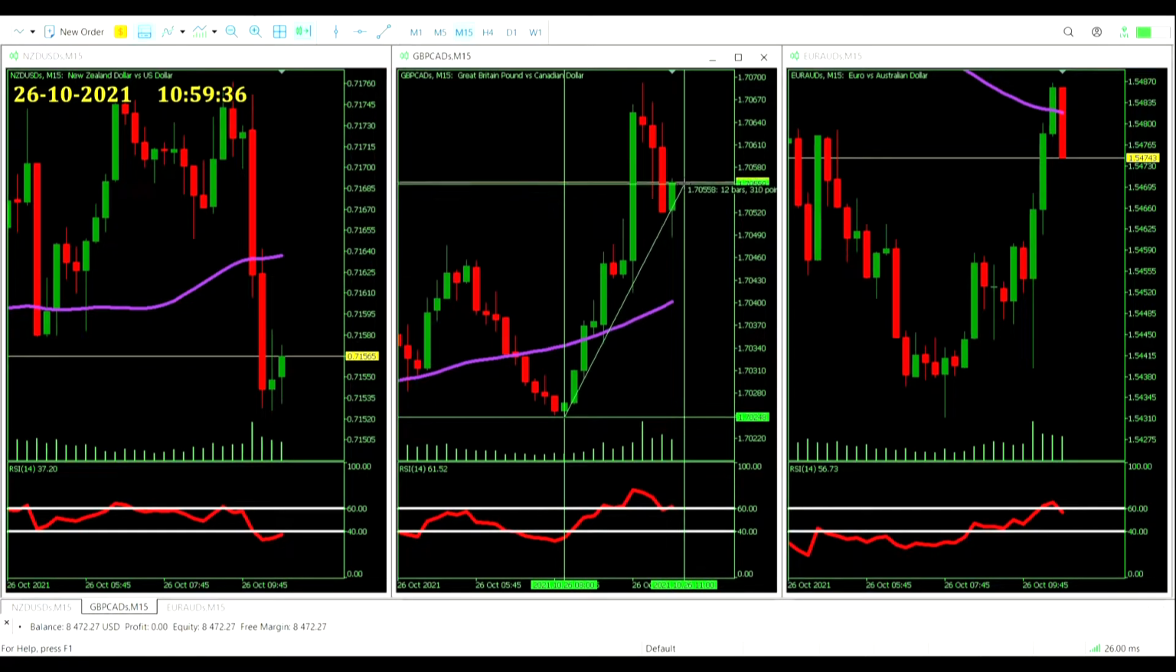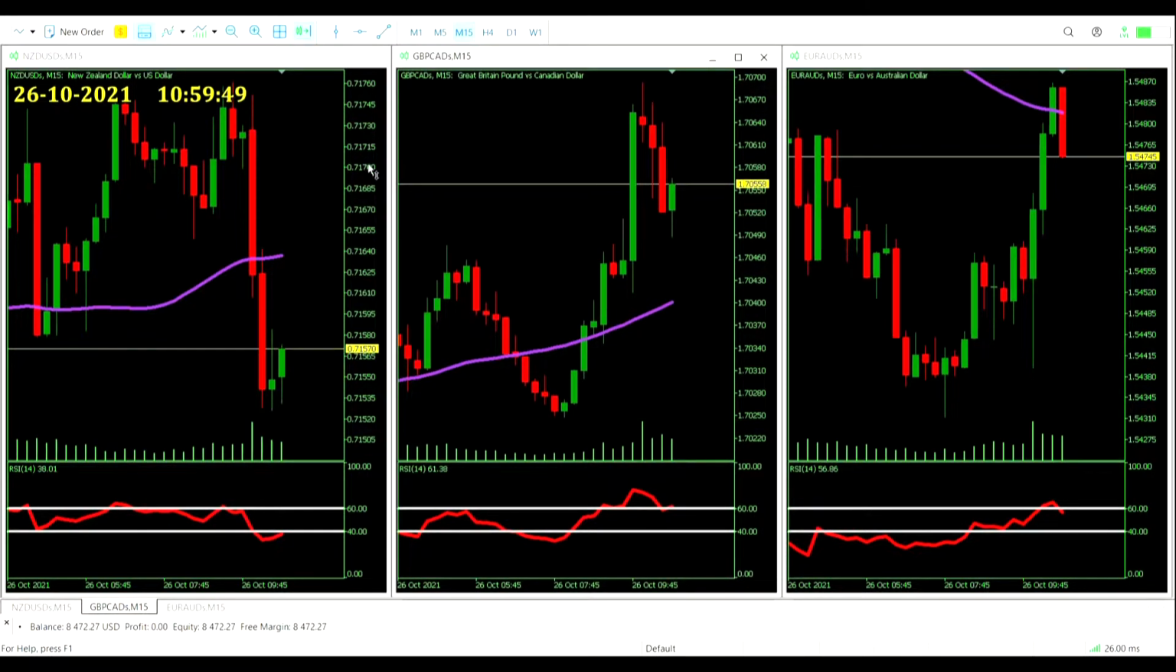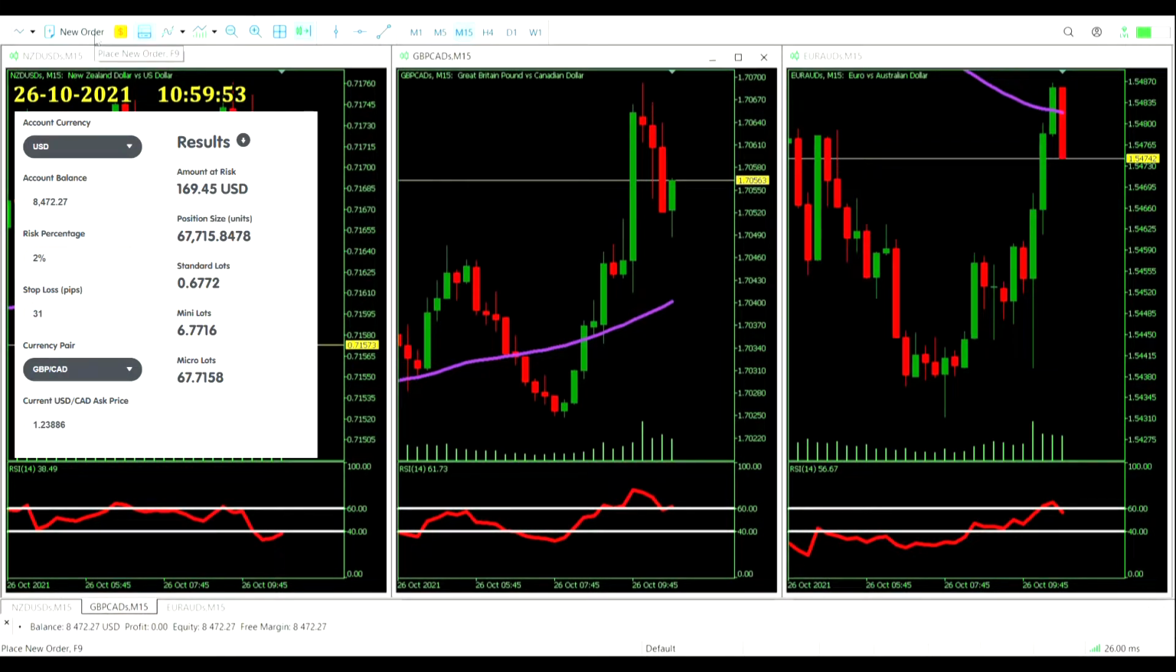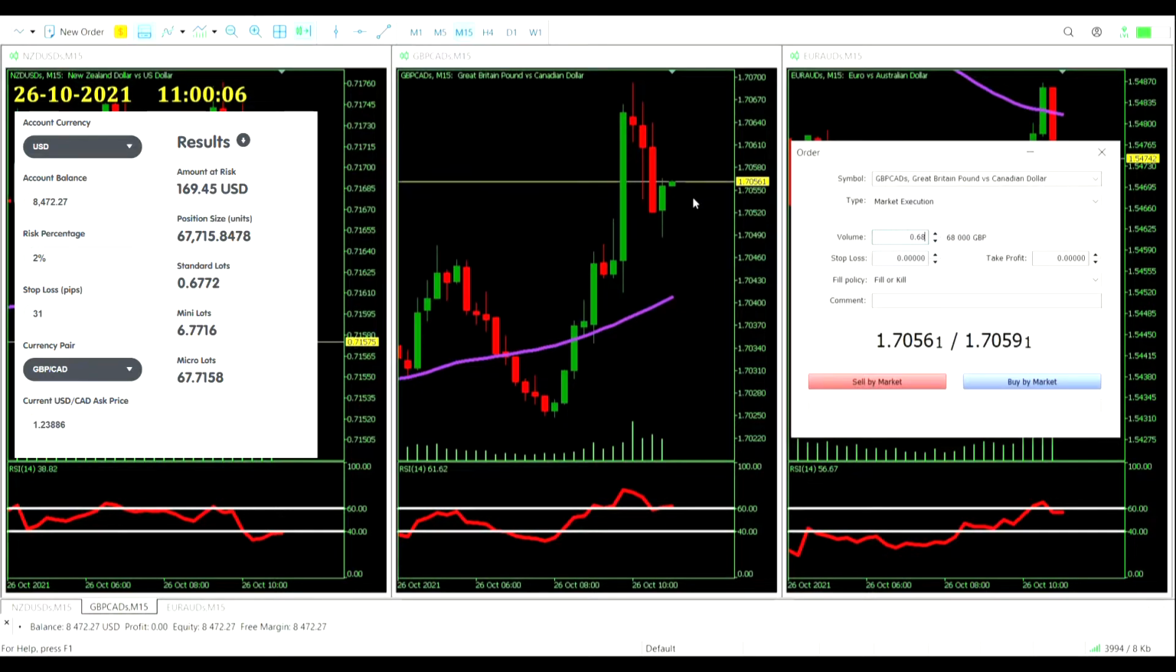Let's just measure that one more time. Around about 31 pips. That's what we're going to go for. That allows us to calculate our risk so we can open up for a new order. You can see how the risk is done on the screen. And there we are. The close comes, and so we can get into a buy trade here.